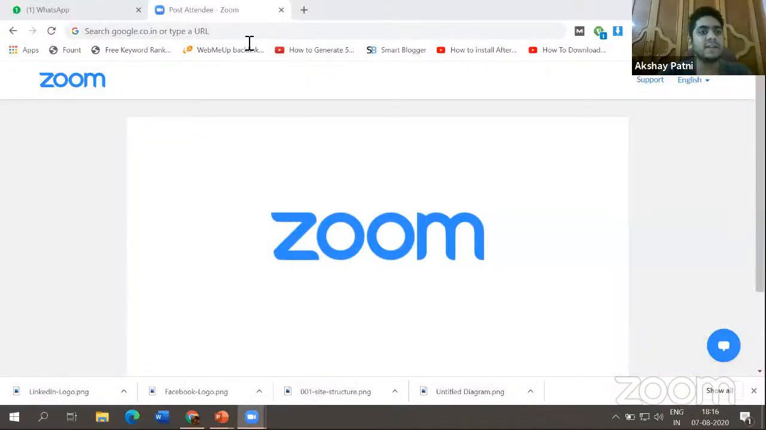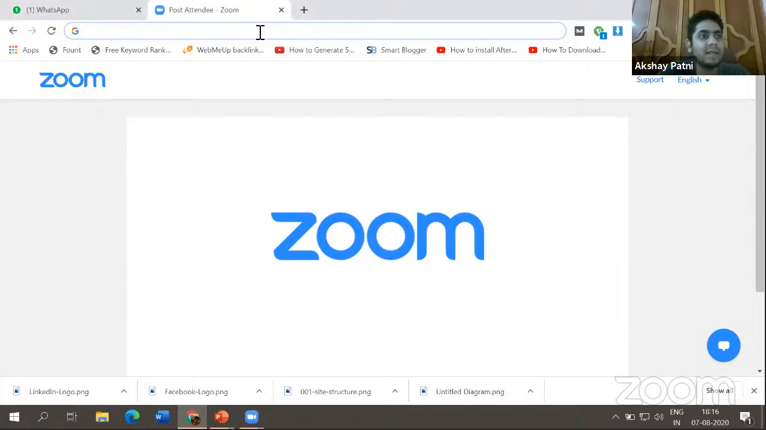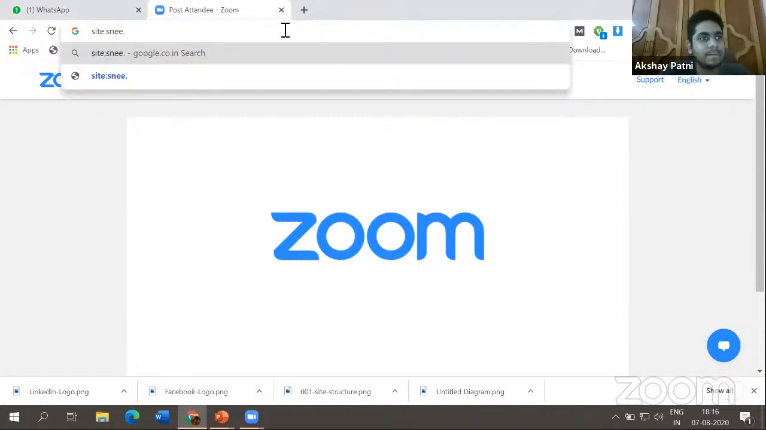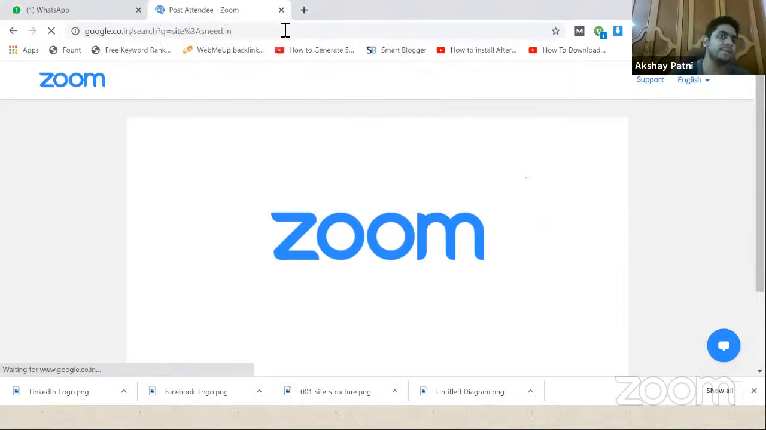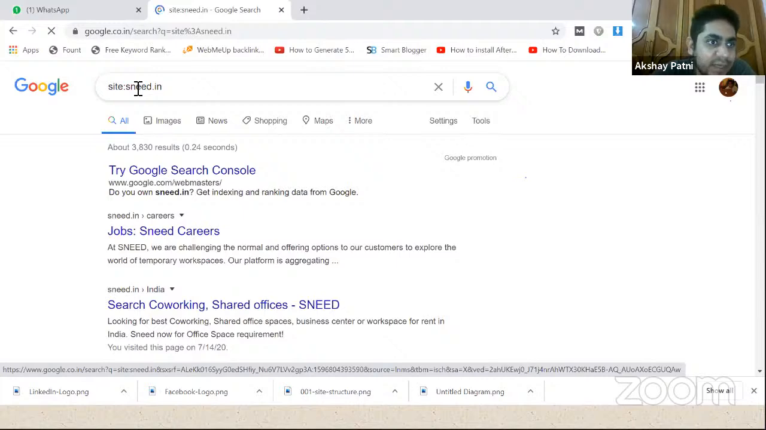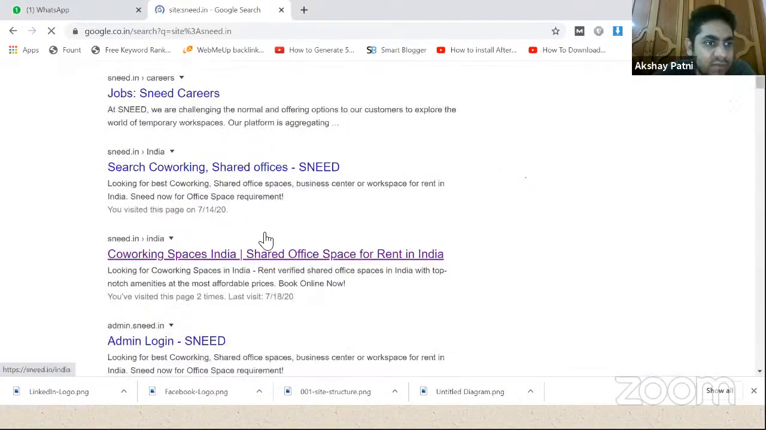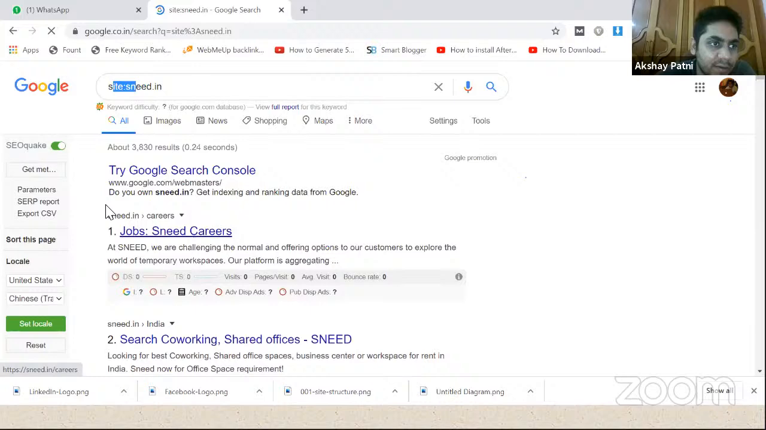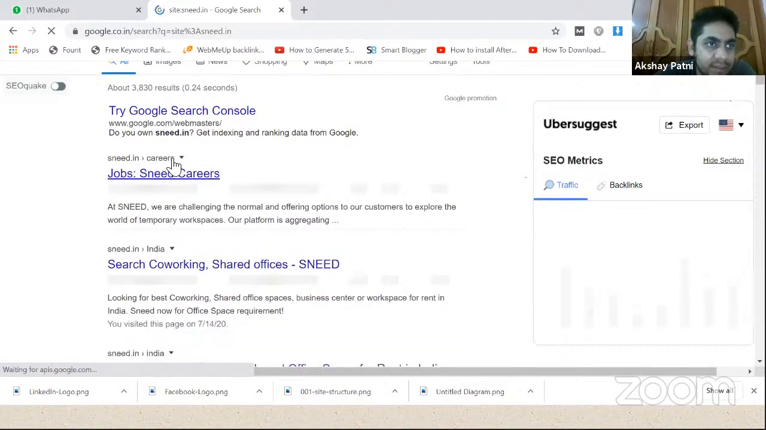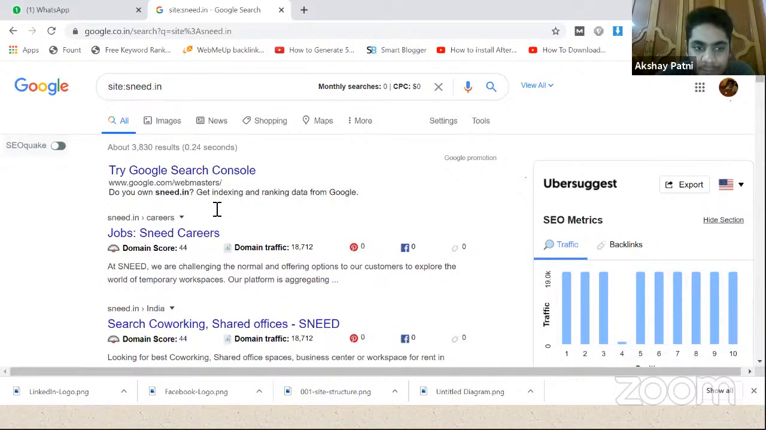Fine. So let's pick up an example. Let me give you one bad example. Site colon sneed.in, right? What is the meaning of site colon? It means that I only want to see the pages of the website sneed.in. They have a lot of categories, and the website has around 3,800 pages indexed.